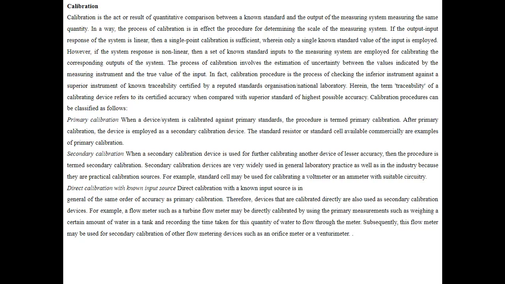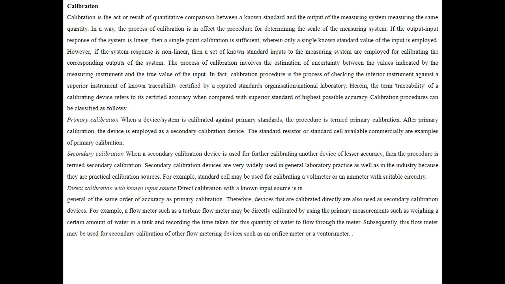Herein, the term traceability of a calibrating device refers to its certified accuracy when compared with superior standard of highest possible accuracy. Calibration procedures can be classified as follows. Primary calibration. When a device or system is calibrated against primary standards, the procedure is termed as primary calibration. After primary calibration, the device is employed as a secondary calibration device. The standard resistor or standard cell available commercially are examples of primary calibration.